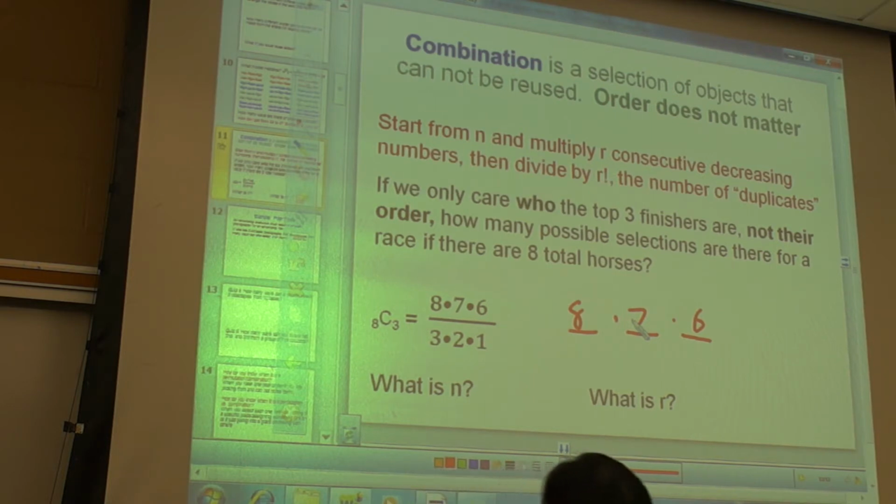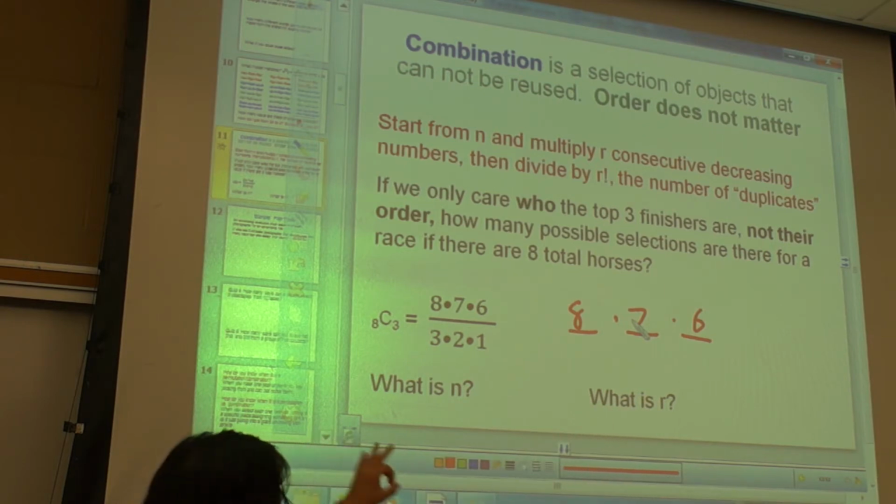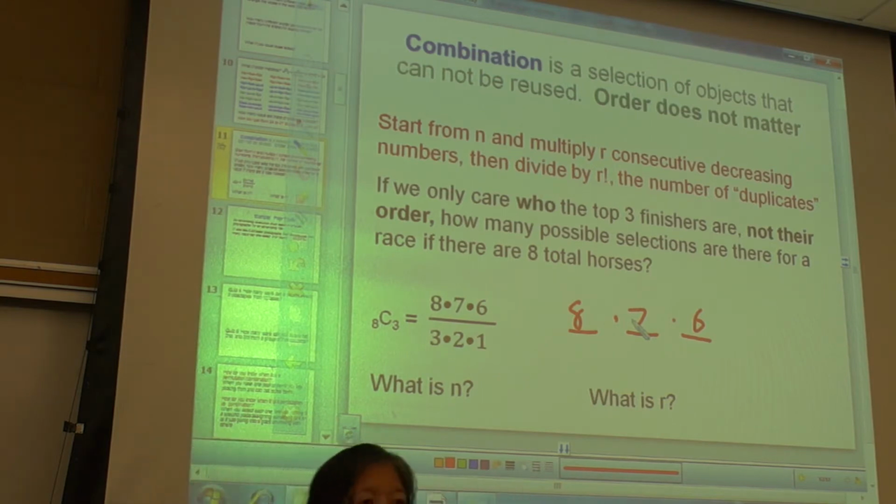So instead of there being this many possible combinations of picking them, I need to divide out the duplicates, since Stormy, Halloween, Mikhail is the same thing as Mikhail, Stormy, Halloween. So I need to divide by the number of ways I can arrange those 3 horses. How many ways can you arrange 3 horses? 3 × 2 × 1.